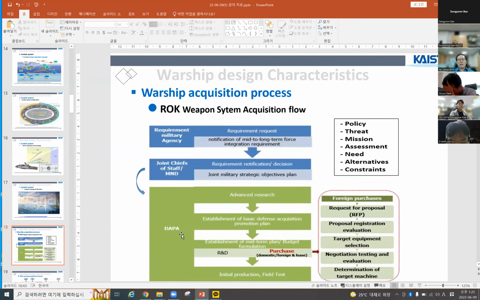And after that, DAPA, the Defense Acquisition Program Administration, does the advanced research and establishes the basic defense acquisition promotion plan, and then R&D and purchase. For developing through R&D and for purchase from foreign countries, we purchase with an RFP, proposal registration, and target equipment selection, like these procedures.